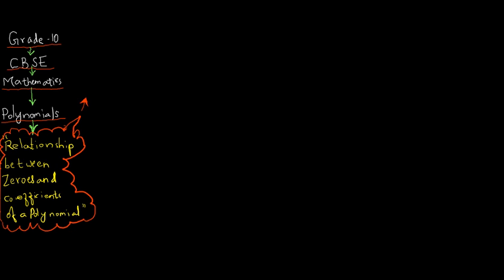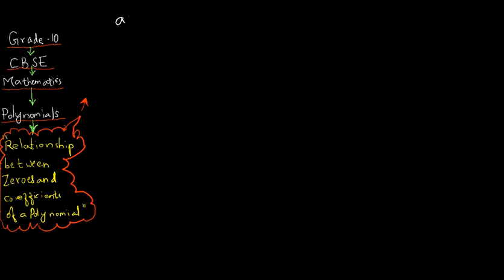This is Lenin Kumar Gandhi, Grade 10 CBSE Mathematics, Polynomials. In this session, we are going to discuss the relationship between zeros and coefficients of a polynomial. We have already discussed zeros. Now we are going to see how the zeros and coefficients of a polynomial, or the constants in the polynomial, are connected. Let's start with a linear polynomial.